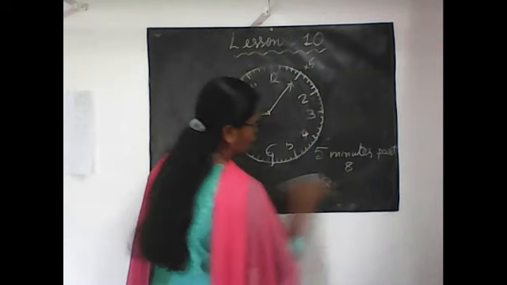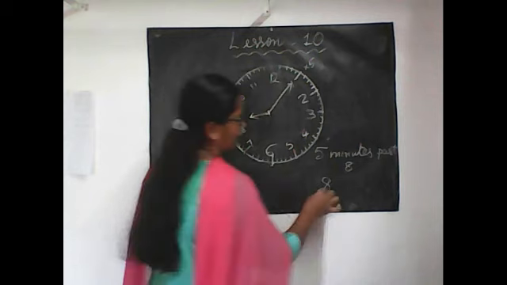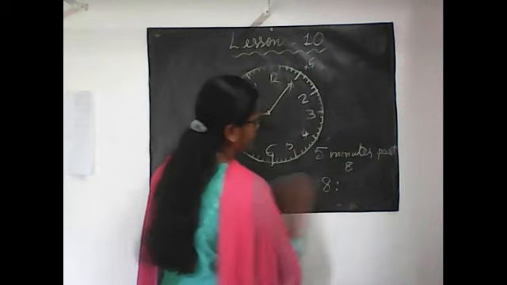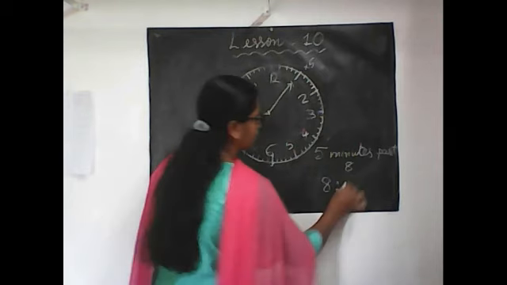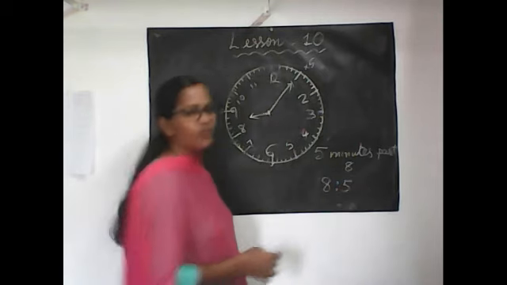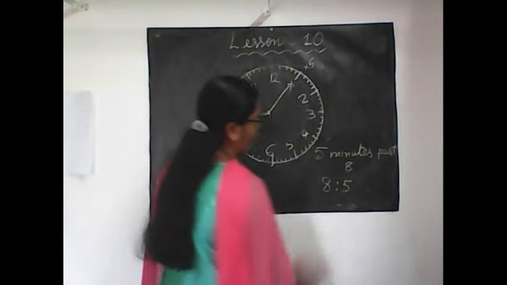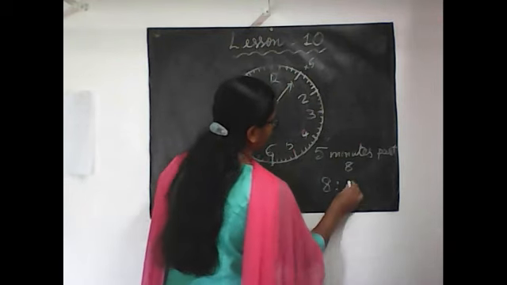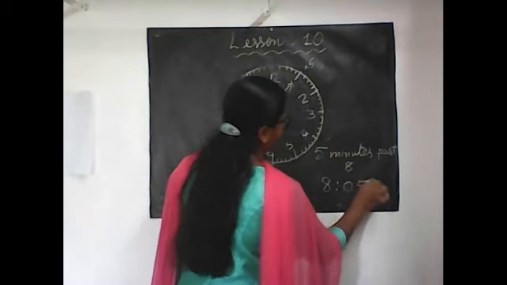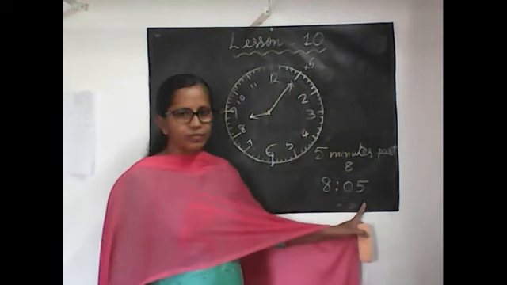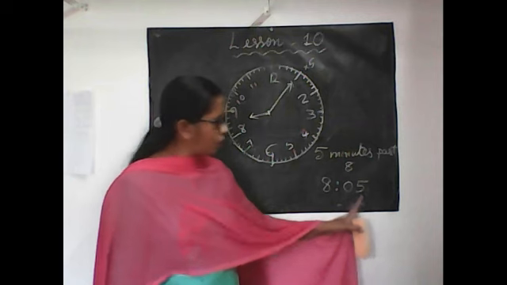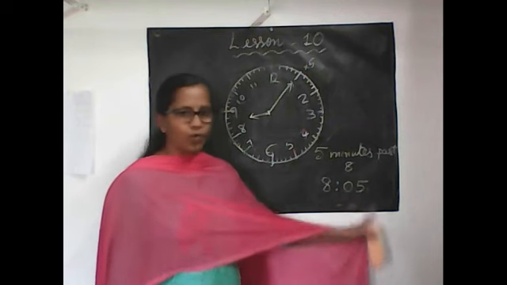When you are writing like this, you should write the hour first. 8 colon 5 minutes. How will you write 5 minutes? If I write simply 5, it means 50. Okay. So when it is 5, you should write 05. Then only it can be read as 5 minutes. So 8:05. Okay, you should be very careful about this. If it is only one digit, you should write 05.